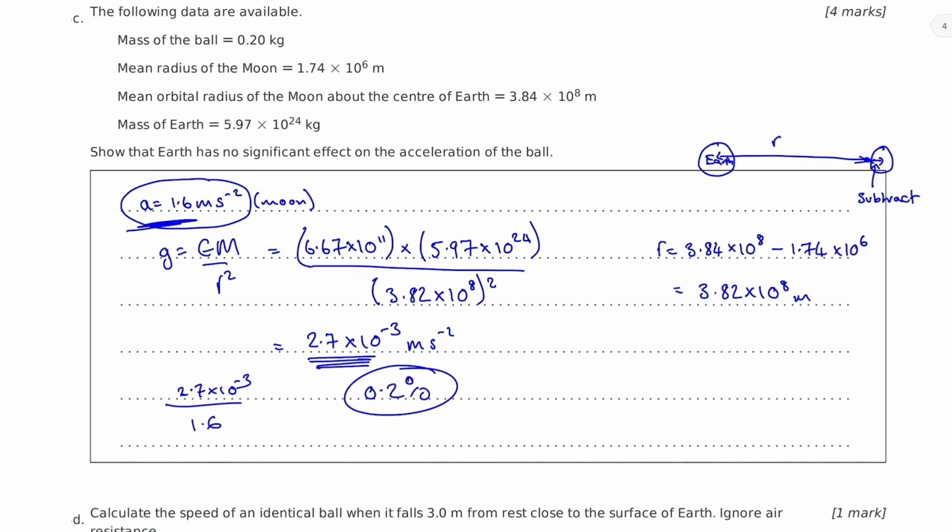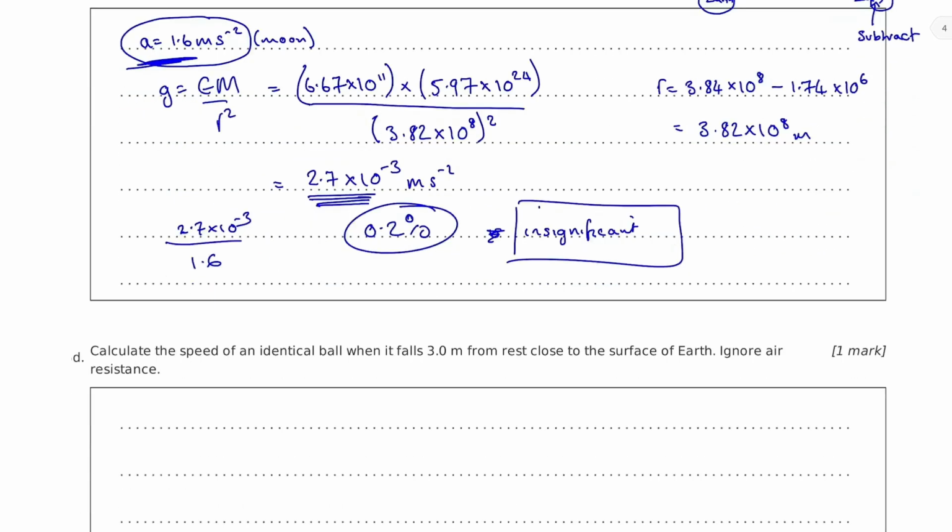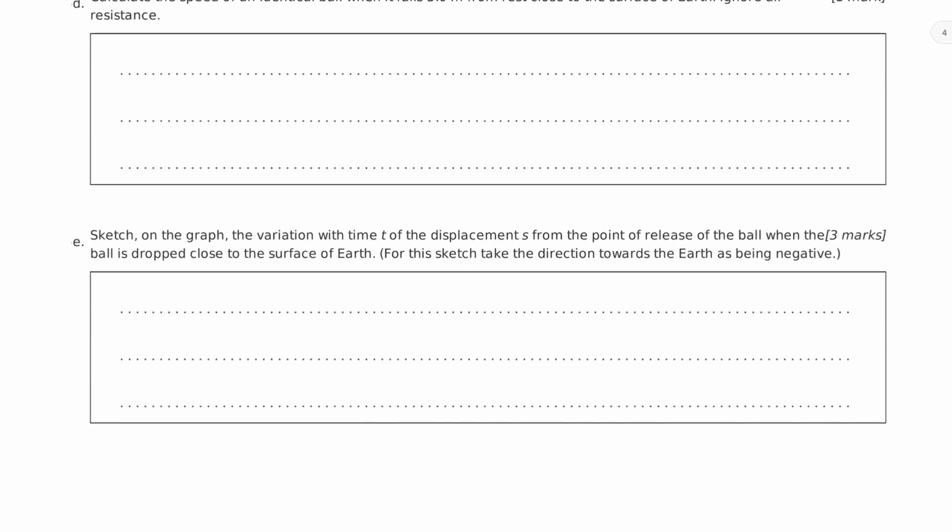So the strength of the Earth's gravitational field on the ball is just 0.2% of what is being provided by the moon. So it is insignificant. What would be significant? A couple of percent. Anything more than 1% would be significant, but 0.2% is insignificant. Move on to D.